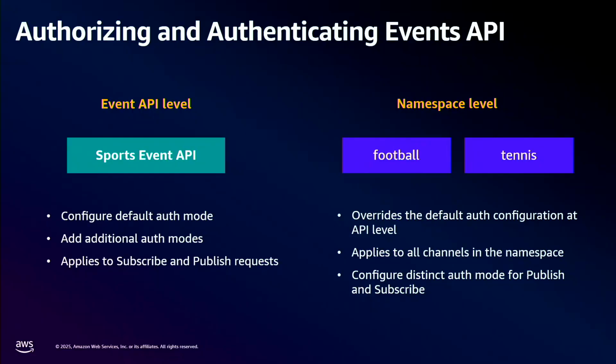And when you are building your event API, there are 2 key concepts you need to think about in how you implement authorization. You can define that at the API level, which will apply to all the namespaces and all the channels, but you can also go a bit more granular and implement your authorization at the namespace level. Why might you want to do this? So if you think about the publisher, you might want a case where you have a different authorization mechanism for your publisher and a different authorization mechanism for your subscribers.